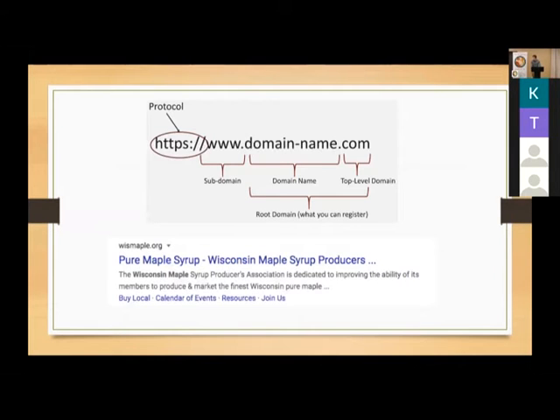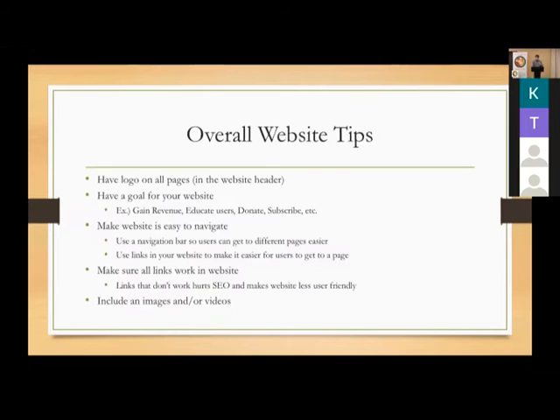Here's an example of what a domain name is. As you can see, it says right there where the domain name is. And then the headline for wismaple.org would be Pure Maple Syrup, and then Wisconsin Maple Syrup Producers Association. That's basically the headline. It uses the keyword Pure Maple Syrup, and also has the business's name on it. Nice, short, simple. Then I'm going to go over some overall website tips.